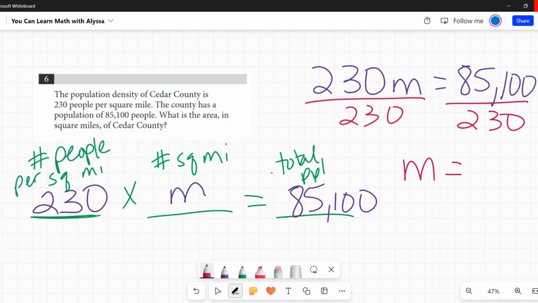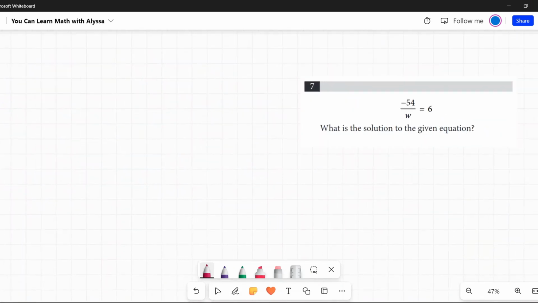And we are allowed to use our calculators on this portion, which is nice because, if you don't have to do lengthy long division, why not? So we know that's 370. The area in square miles is 370.